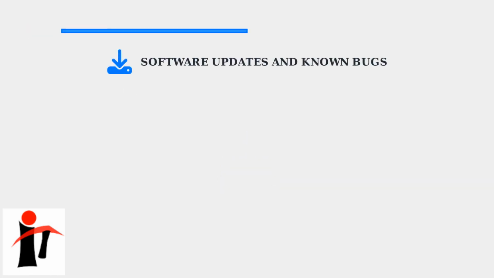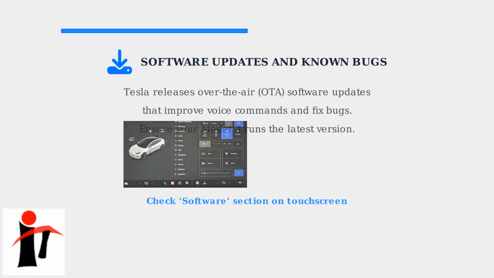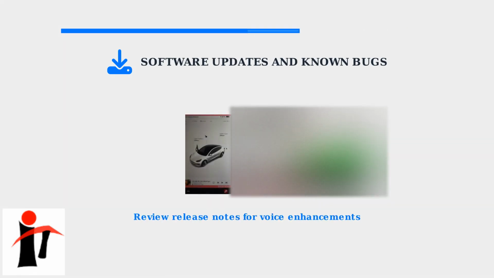Tesla frequently releases over-the-air software updates that include improvements to the voice command system and bug fixes. Make sure your Model 3 is running the latest software version. Check for updates in the software section of the touchscreen. Pay attention to release notes, as they often mention specific voice command enhancements.